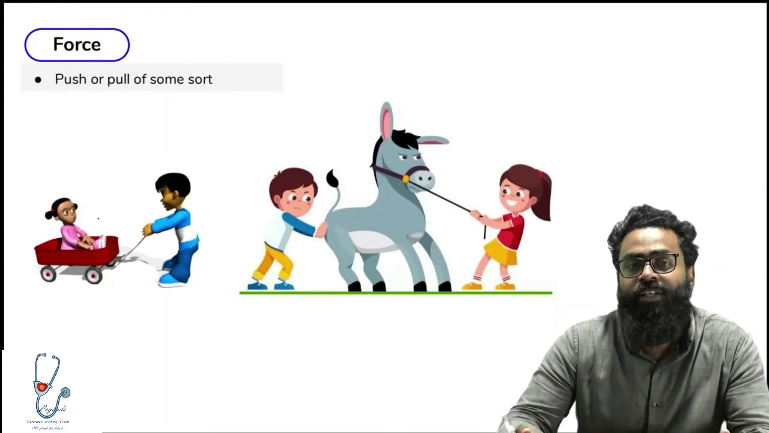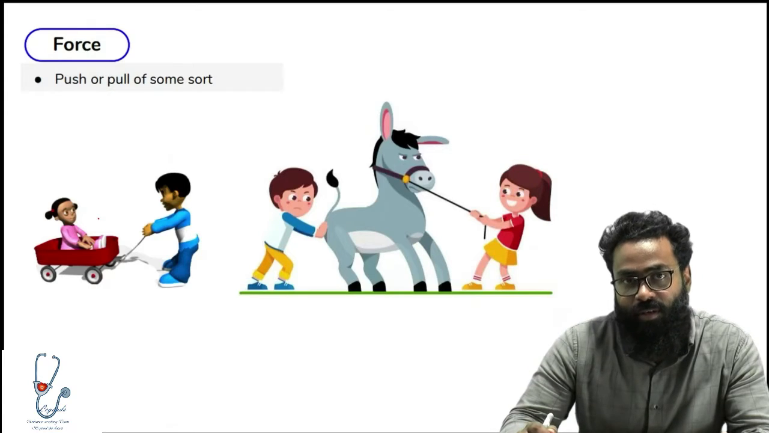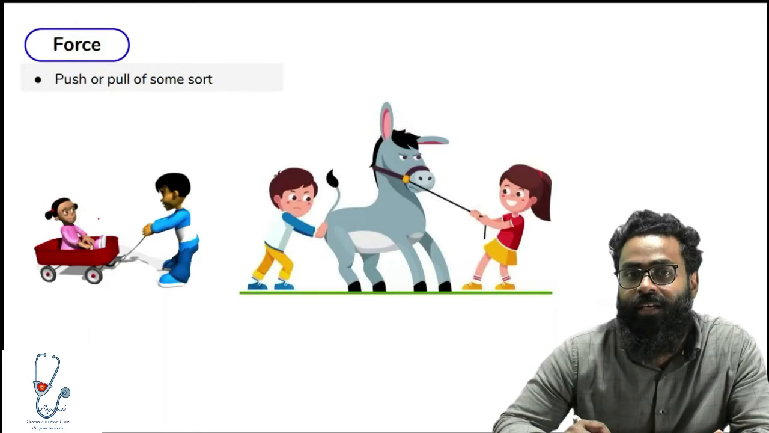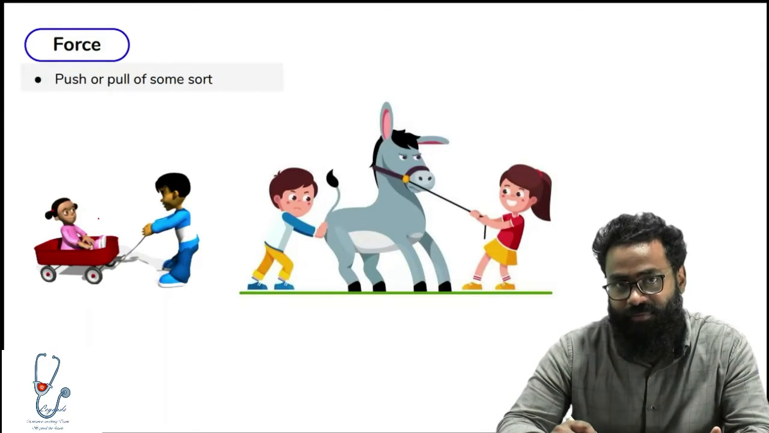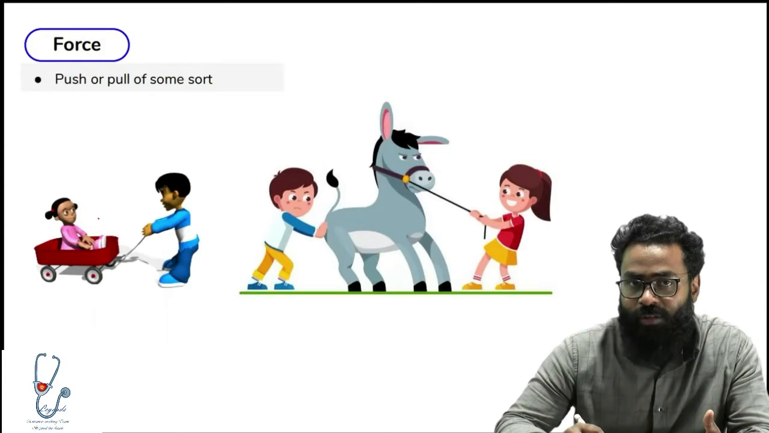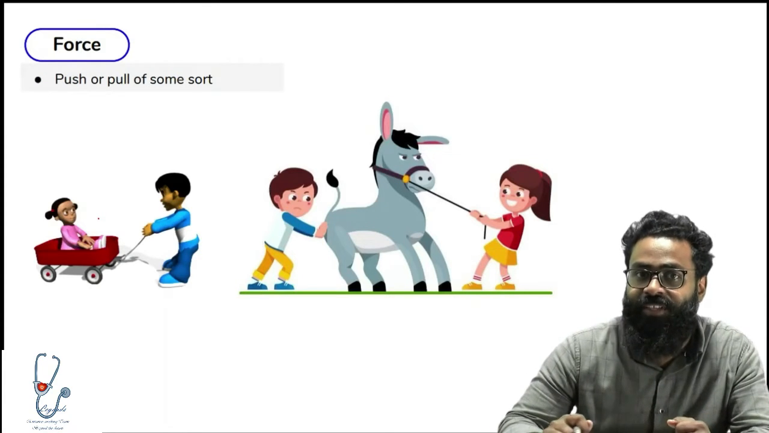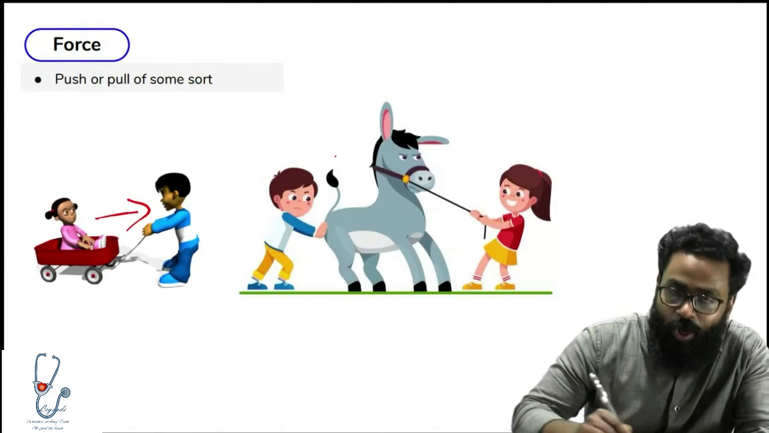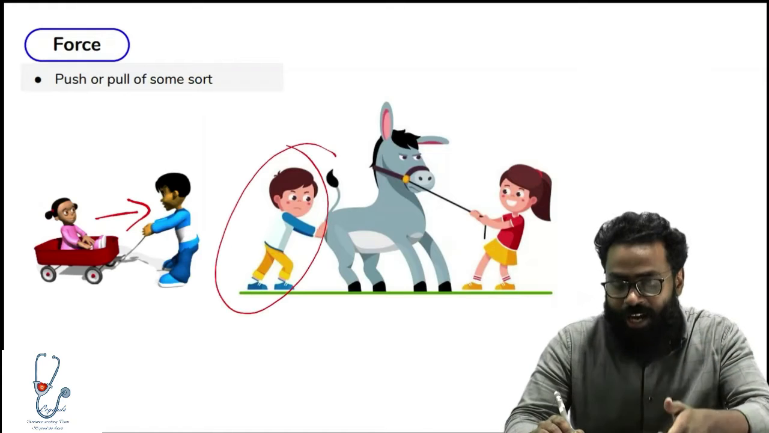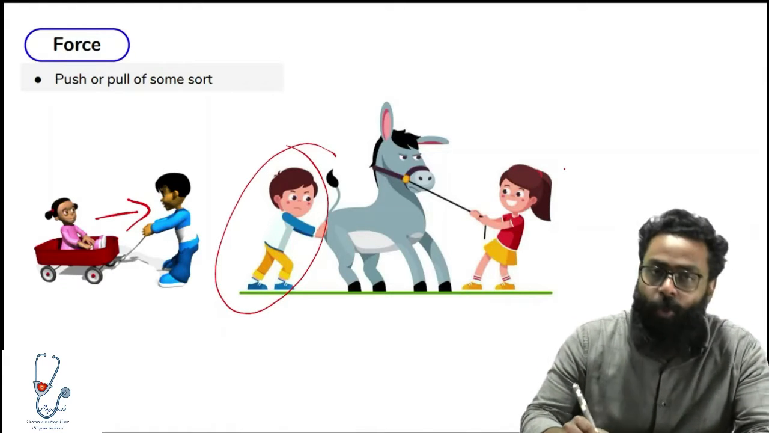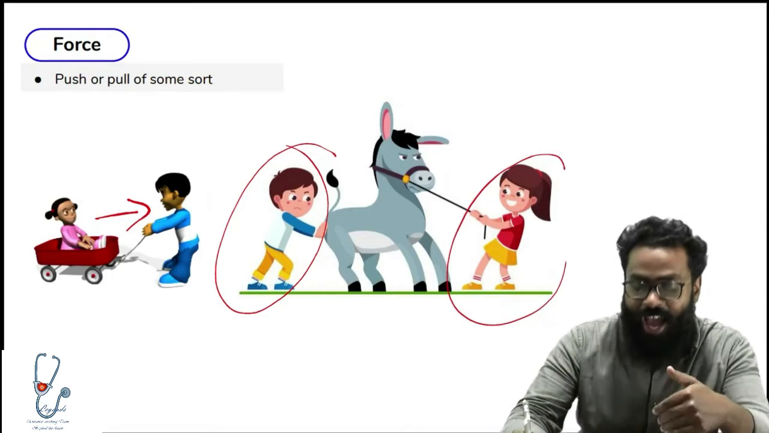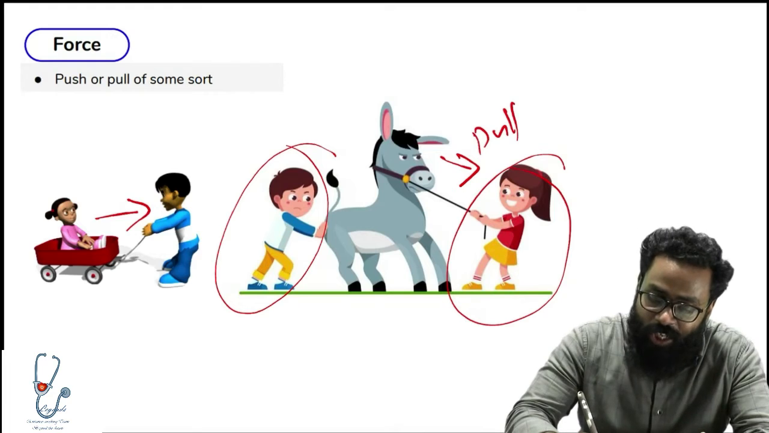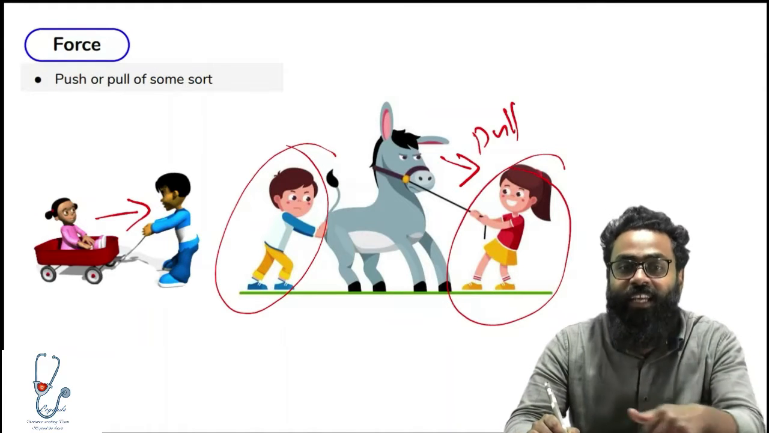The simple thing is, what is meant by force? Two pictures are given in the slide. The first one is a boy pulling a trolley, and in the other picture we see a girl and a boy with a donkey. The boy pushes the backside of the donkey, and the girl pulls the rope tied around the neck of the donkey.